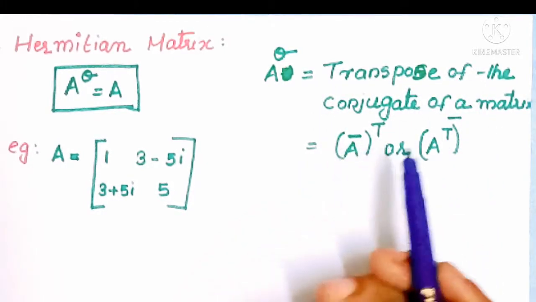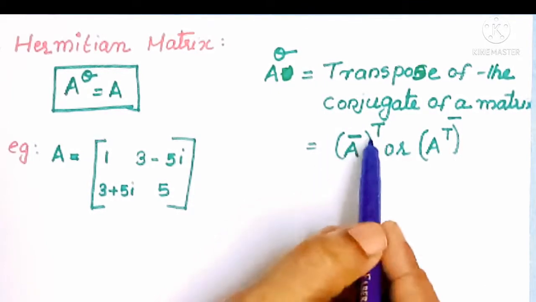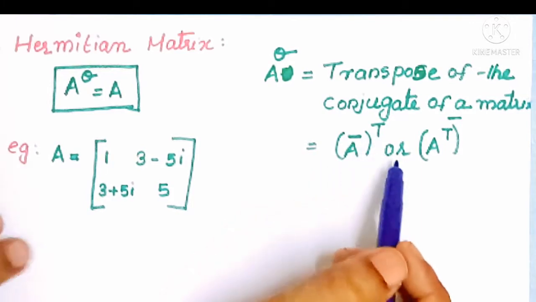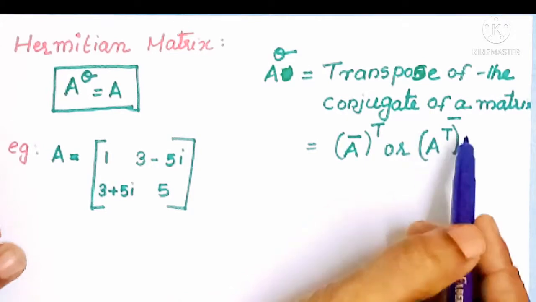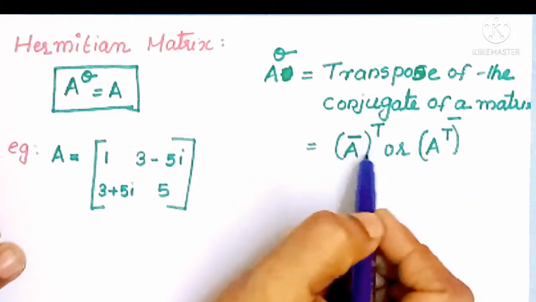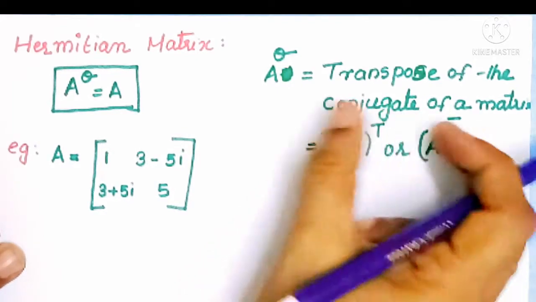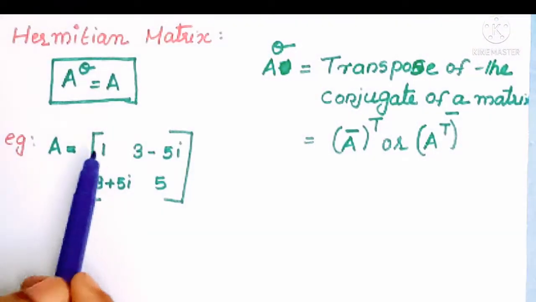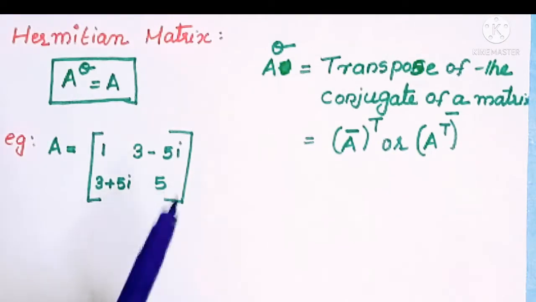It is represented by A bar. A bar is the conjugate of matrix A. Then we take the transpose. So A bar the whole transpose. It can also be written as A transpose the whole bar. Both are equal. Okay. Here I am taking matrix A: 1, 3 minus 5i, 3 plus 5i, 5.